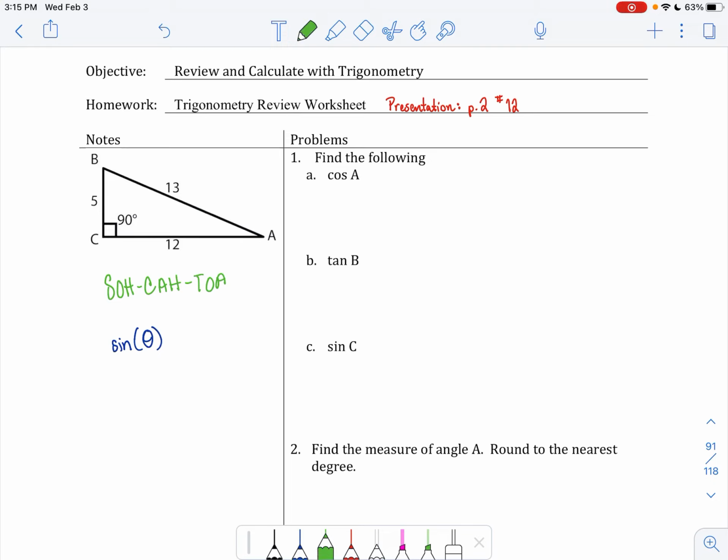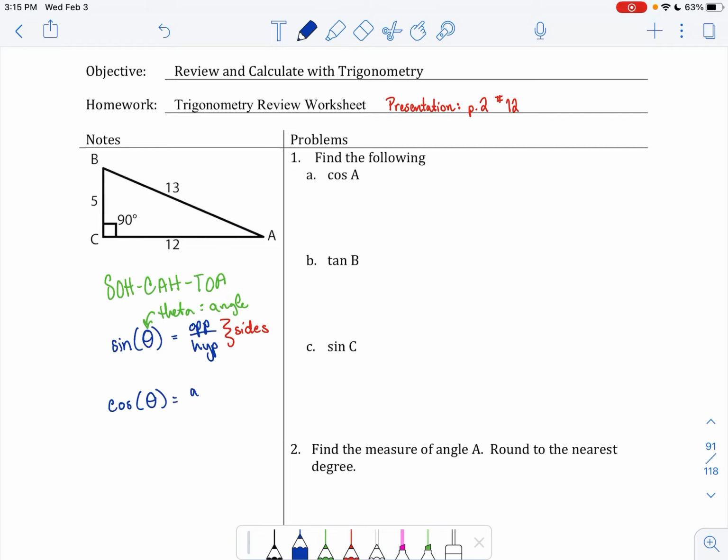So sine of angle. You'll often see theta here as the angle. It's just the variable that we use for angles. If you remember from geometry, we use a lot of Greek letters. And that's equal to the opposite side over the hypotenuse. These are always sides here, and theta is always an angle. So we've got sine is opposite over hypotenuse.